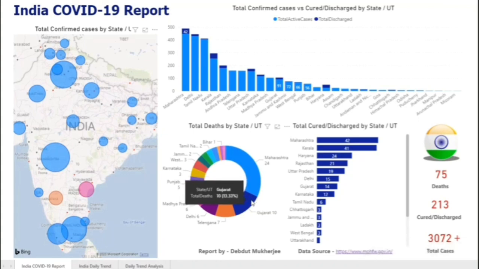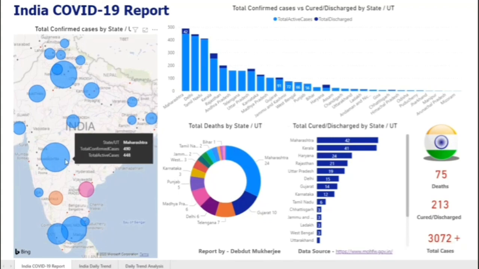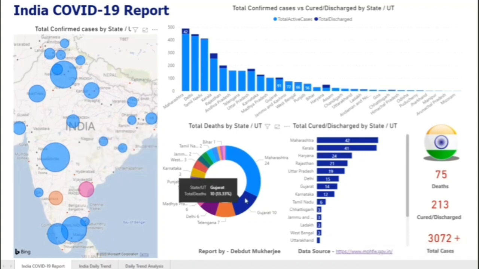That says that even if people are not getting affected much, if a person does get affected, the chance of survival is comparatively less because the rate of deaths is highest. I mean, the death rate is quite high in Gujarat compared to Maharashtra, where more people have been affected, but the number of people who have died is comparatively less. So the death ratio in Gujarat is quite high.